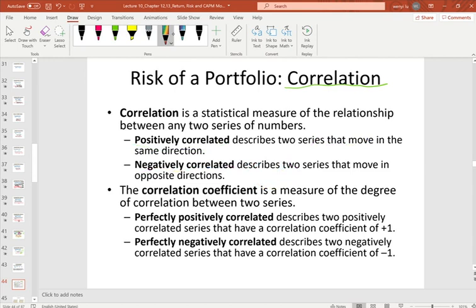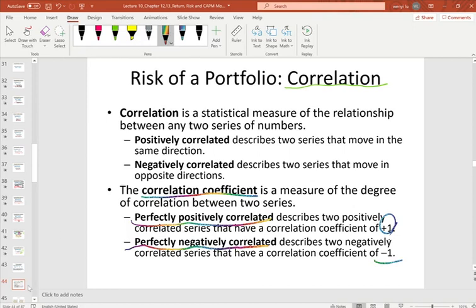The correlation coefficient is a measure of the degree of correlation between the two series. We want to quantify these correlations, so we use a measure or indicator to tell us how these two are correlated. We call this the correlation coefficient. If the correlation coefficient for the two series is positive 1, for example, they are perfectly positively correlated. If it is negative 1, they are moving exactly on opposite trends. They are perfectly negatively correlated.